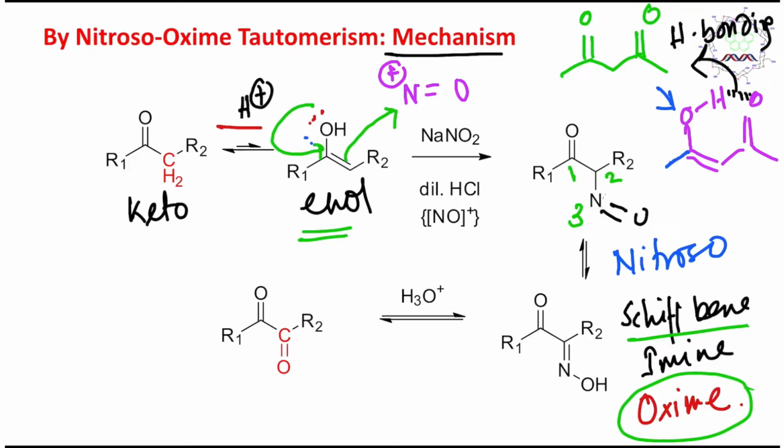Now, from this we can understand we have prepared the Schiff base or imine or oxime because of this nitroso-oxime tautomerization. So this step, student, is called nitroso-oxime tautomerism. The first step was keto-enol tautomerism. Second step, let me write it here. Step 1 is keto-enol, and step 2 is nitroso-oxime tautomerism. Okay, now this we get fine.